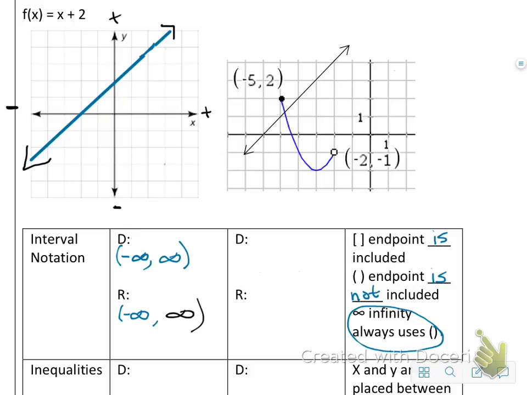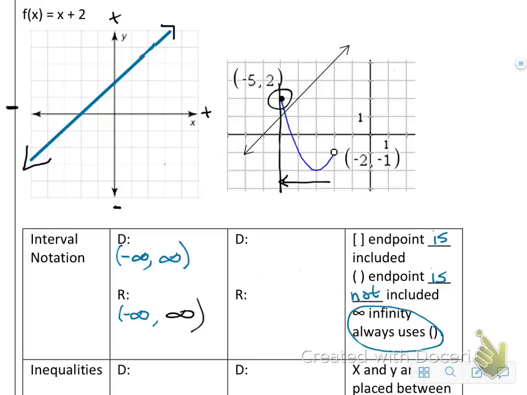So over here, in the blue, we have a strange little function, and it's not something that we normally deal with, but we have to be able to find the domain and range of that too. Now the straight line going through it, just ignore that, just look at the blue and the endpoints. So again, we're going left to right. If we go to the left, it stops there. So that's the point we're looking at.